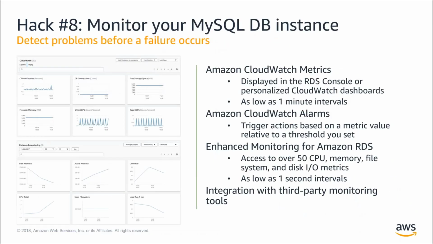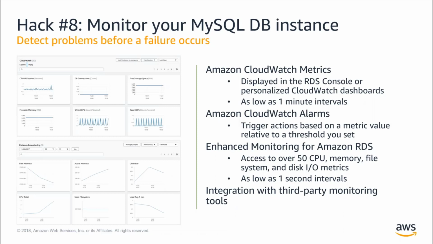Once your MySQL database is up and running in Amazon RDS, you'll want to keep it running by leveraging hack number 8, built-in monitoring. You get a couple levels within Amazon RDS. At the first level, CloudWatch metrics, you get 15 to 18 monitoring metrics automatically available at no charge to you. And you can view these metrics in either the RDS console or the CloudWatch console or via the CloudWatch APIs.